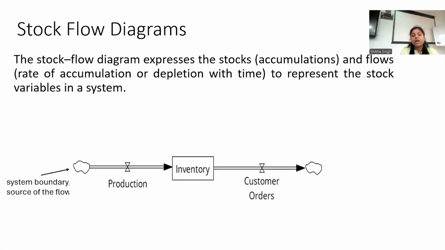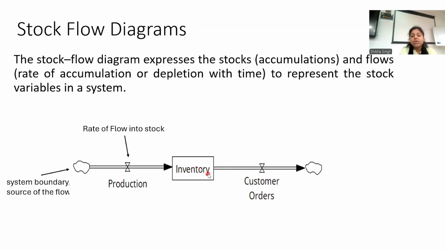So in the stock flow diagrams, these clouds are basically the system boundary, or you can say the source of the flow or input. Then this valve is basically the rate of flow into stock with which this inventory stock is increasing or accumulating, right? Then you see this is the incoming arrow. It is an incoming arrow to the inventory or stock variable, and rate of flow into stock.